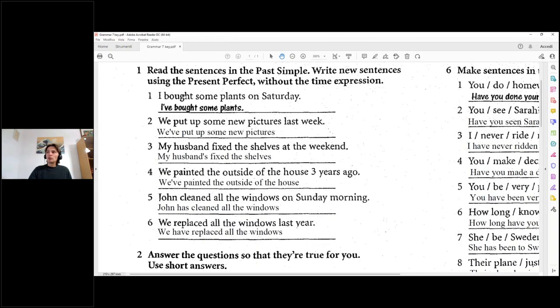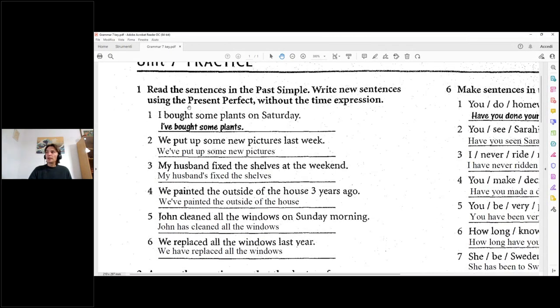So, "I bought..." Read the sentences in the past simple, write new sentences using the present perfect. Ok, quindi la frase originaria è al passato semplice. I bought some plants on Saturday, quindi c'è una data specifica quando è avvenuto l'acquisto, Saturday. I bought, right? To buy, bought, bought. I bought è il passato, past simple, passato semplice, del verbo comprare.